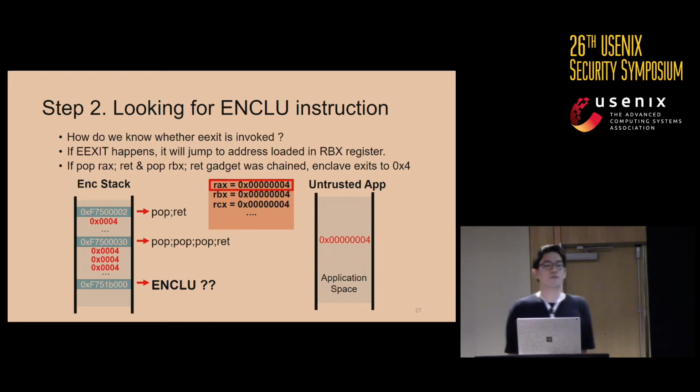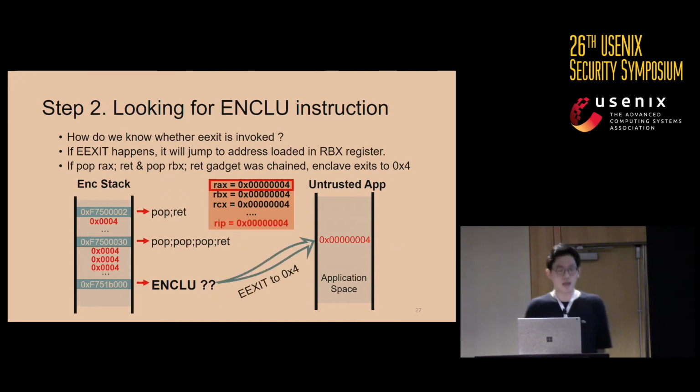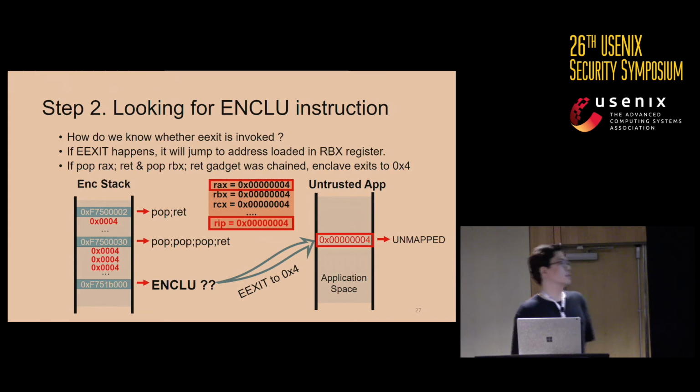Then how can we know if EEXIT is invoked or not? If EEXIT happens, it will jump to the address pointed to by the RBX register. So if the gadget chain contains the pop RAX return and pop RBX return gadgets, then it will return to the address in RBX. In this case, the RBX register points to the address 0x4, and this address is an unmapped address, so it will raise a segmentation fault at that address. So by inspecting the CR2 register again, we can know that EEXIT happens and ENCLU's location as well.